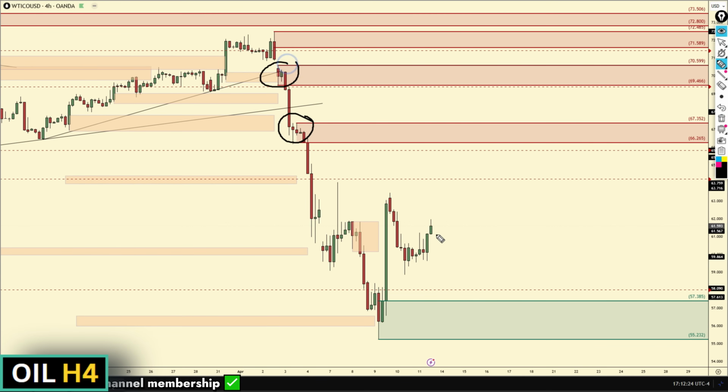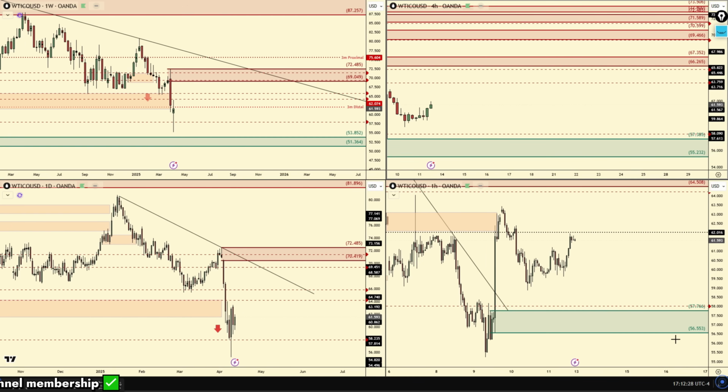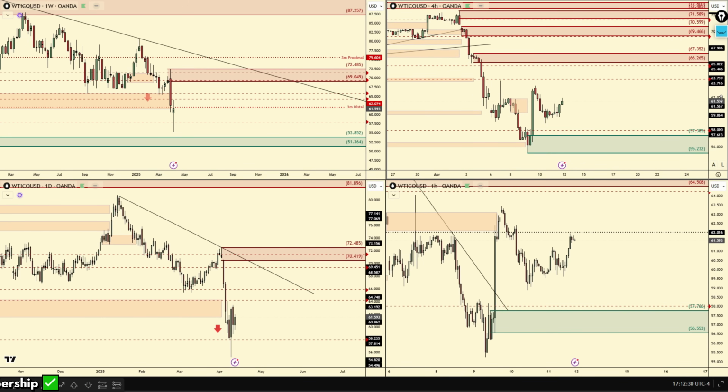I'm just pointing out the supply zones and the demand zones that you could be trading from. It is completely and entirely up to you which zones to take. I like both of them. I like to let my risk reward play out rather than pick and choose.